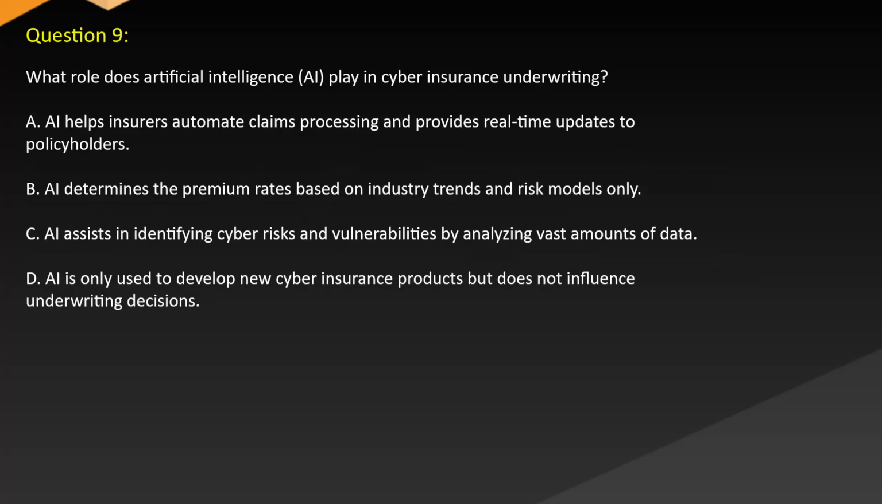Question 9. What role does artificial intelligence (AI) play in cyber insurance underwriting? A. AI helps insurers automate claims processing and provides real-time updates to policyholders. B. AI determines the premium rates based on industry trends and risk models only. C. AI assists in identifying cyber risks and vulnerabilities by analyzing vast amounts of data. D. AI is only used to develop new cyber insurance products but does not influence underwriting decisions.